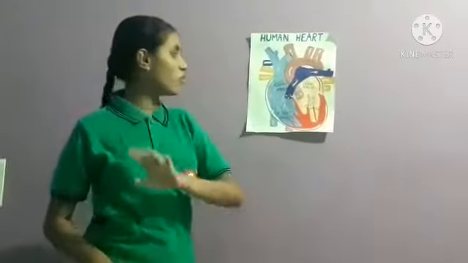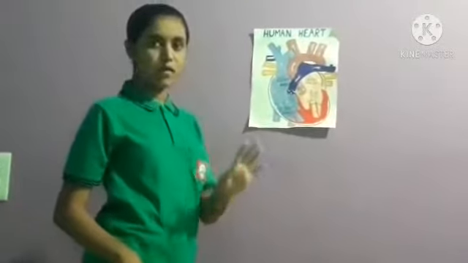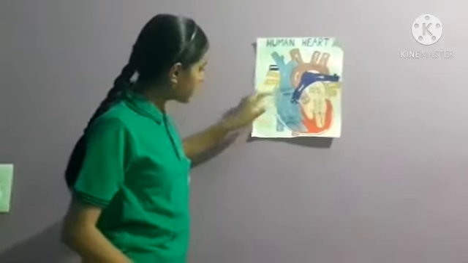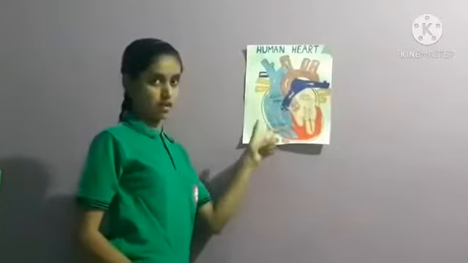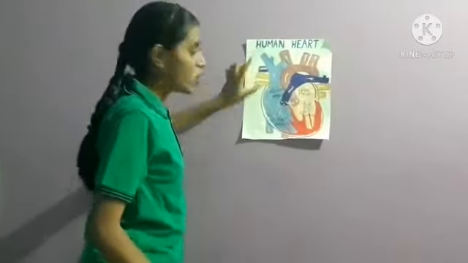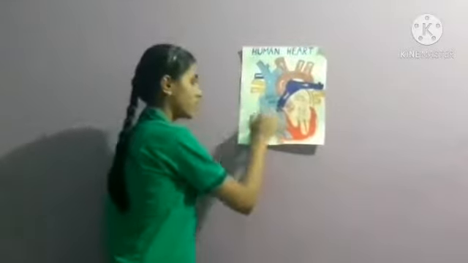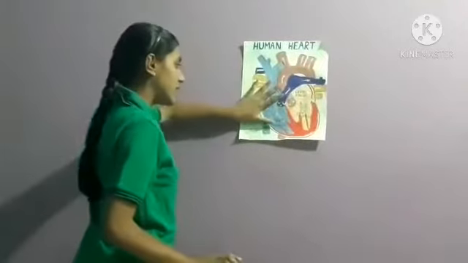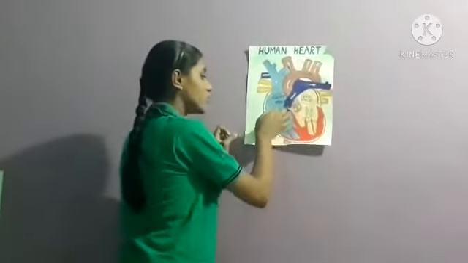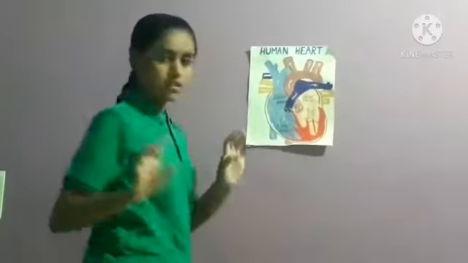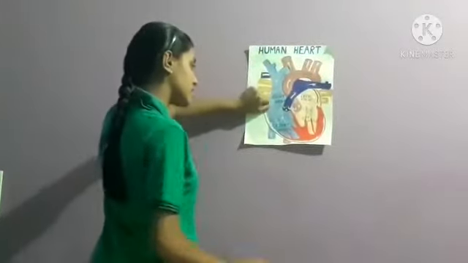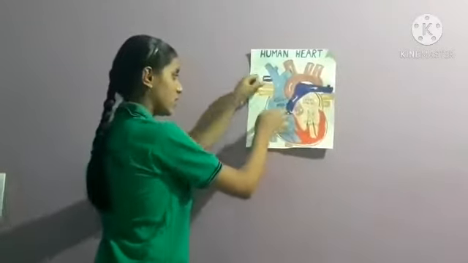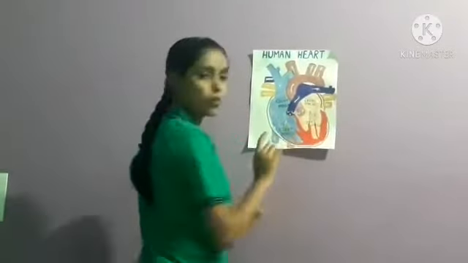Now we have seen the functioning of the four chambers. Now let's connect these pieces and see how the human heart works. Firstly, deoxygenated blood from our body enters the right atrium through the lower vena cava and upper vena cava. When the right atrium relaxes, the blood enters from these two vena cavas. And when the right atrium contracts, the blood moves to the right ventricle when it relaxes.